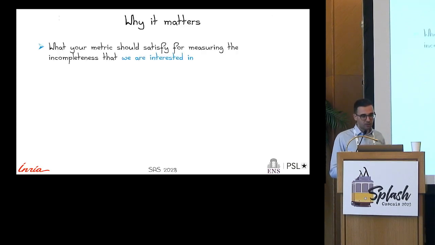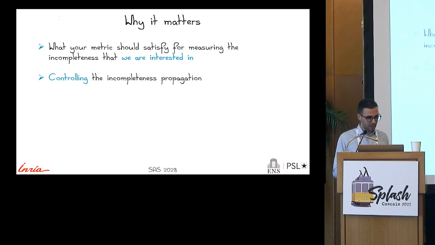So why does it matter? Why is it important to study this kind of metric? Well, this is because we must be sure that what we are using to measure the incompleteness, so the imprecision of our analysis, must satisfy at least a few axioms to have a meaning in this case. So we should define a distance that is measuring what we are interested in, in order to control, for example, the incompleteness propagation, maybe because we have to check how we have designed the abstract interpreter.